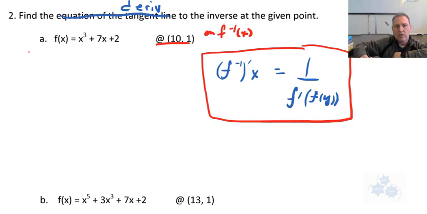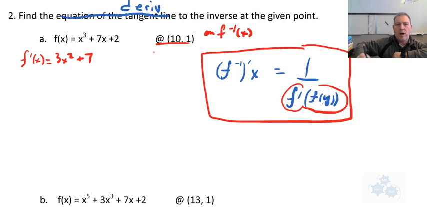Okay. So first thing we need to do is to find the derivative. So 3x squared plus 7 is the derivative. Okay. And then we're going to use that derivative right here, see? Here it is right here. And inside we're going to put f of y, so we just need to figure out what f of y is. So again, in order to find the derivative of the inverse, that's what we're finding, we need to find the derivative of the original function, that's what this is. And then we need to plug f of y in.